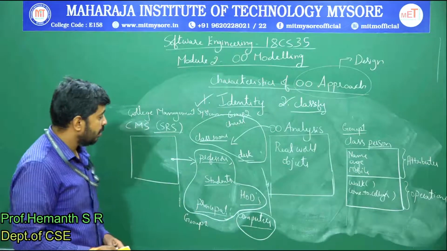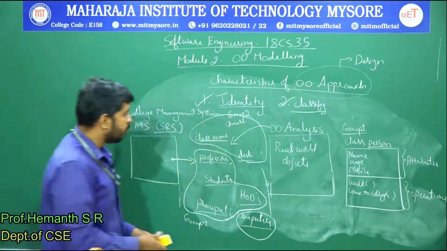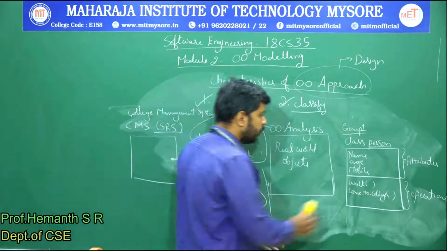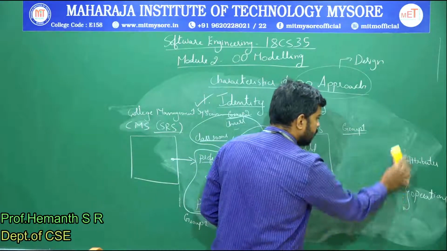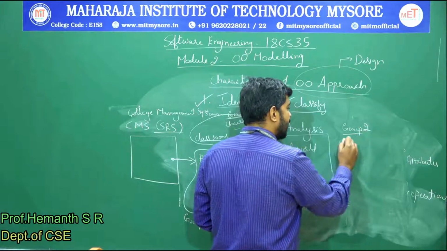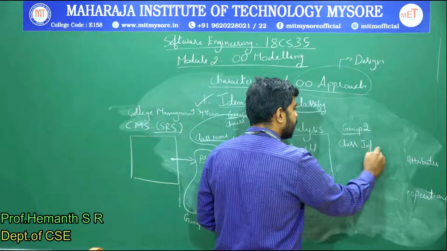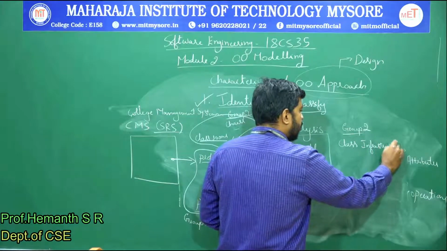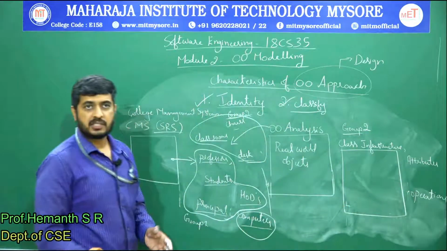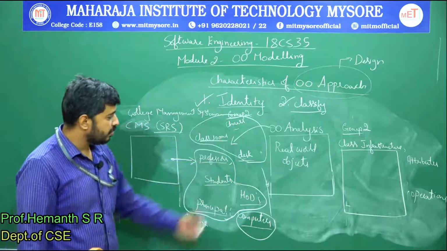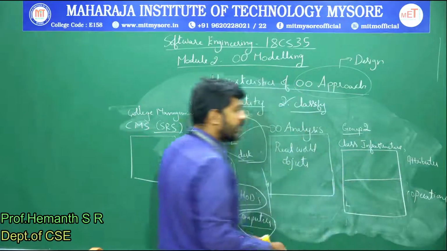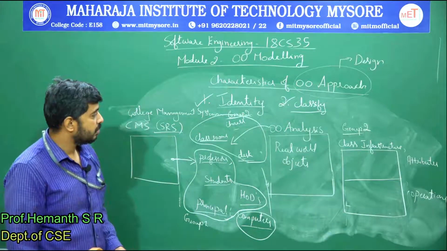And on similar lines, this is my group 2, which has chairs, desk, classroom, computers. So I label group 2 as class infrastructure. So what is the infrastructure that we have in the college? We have classrooms, we have desk, chair, we have computers. That belongs to infrastructure. It can have its own attributes and operations.